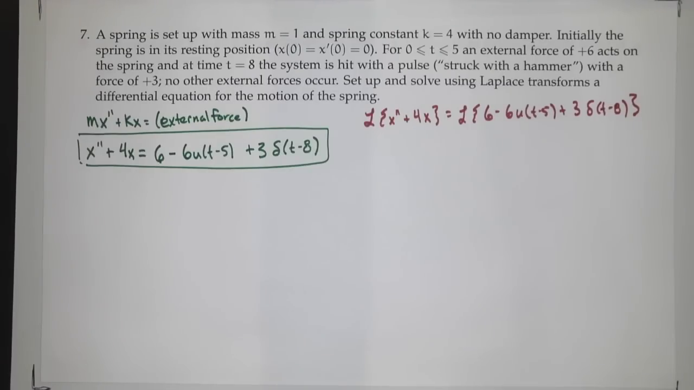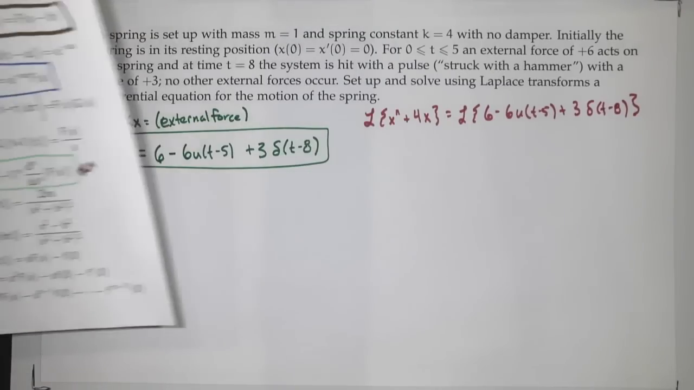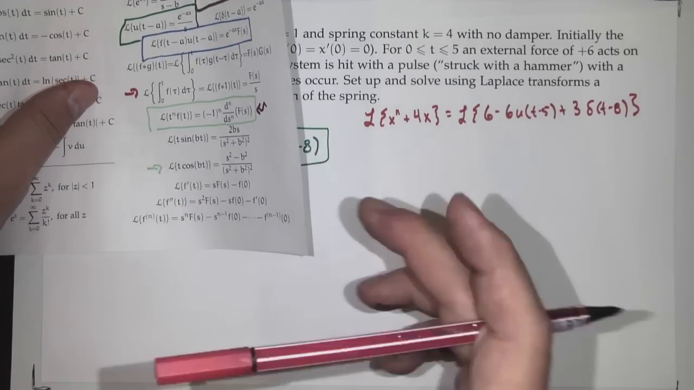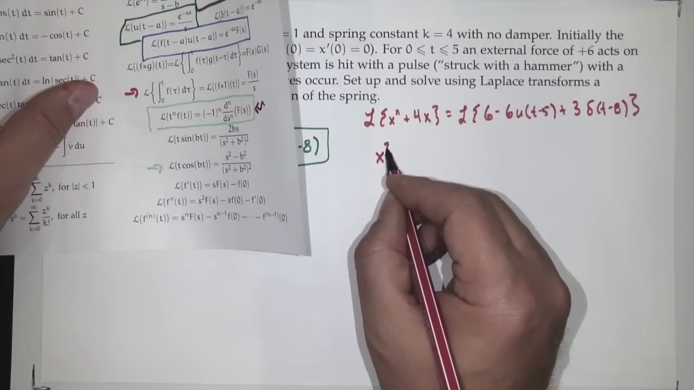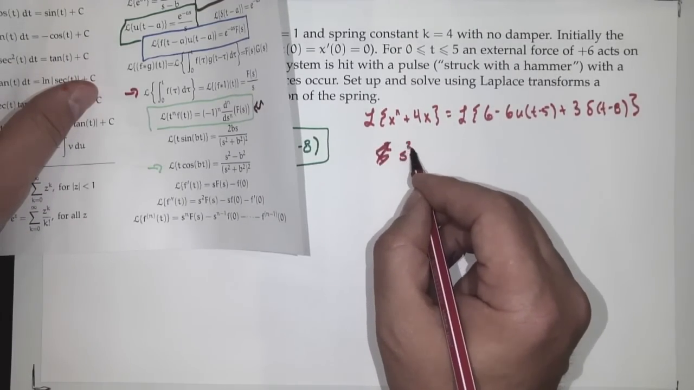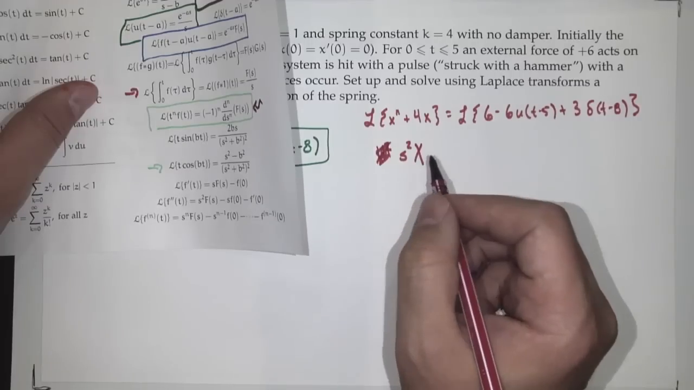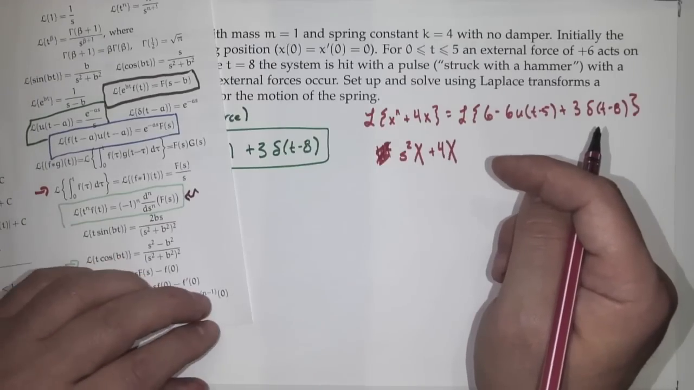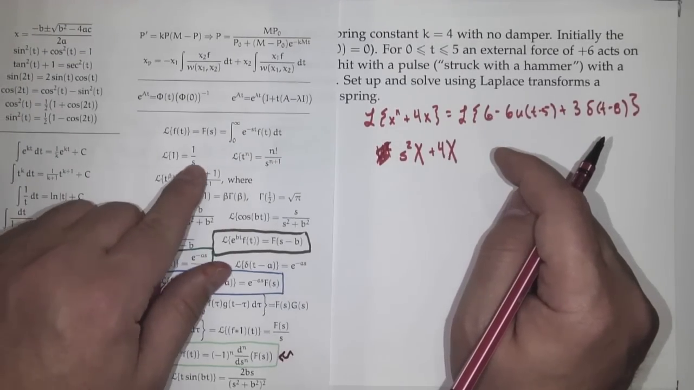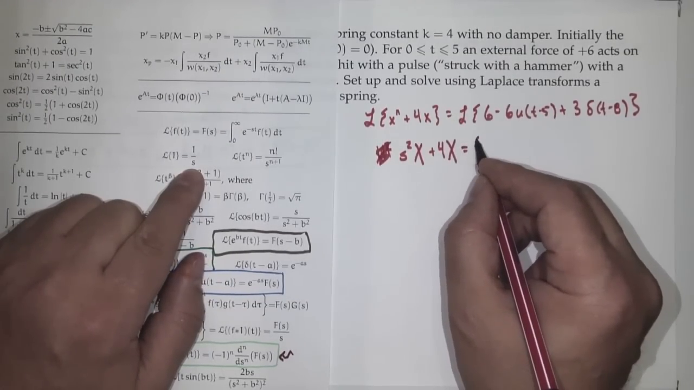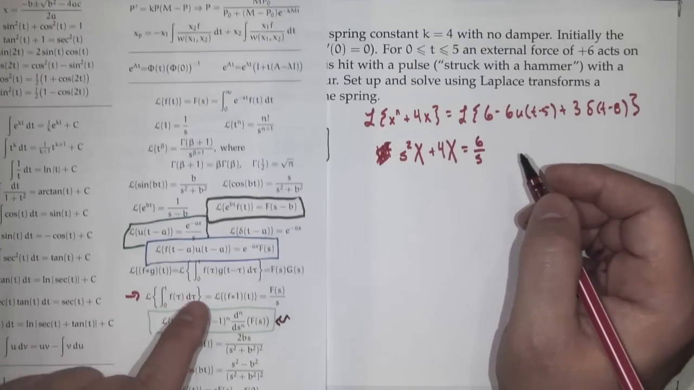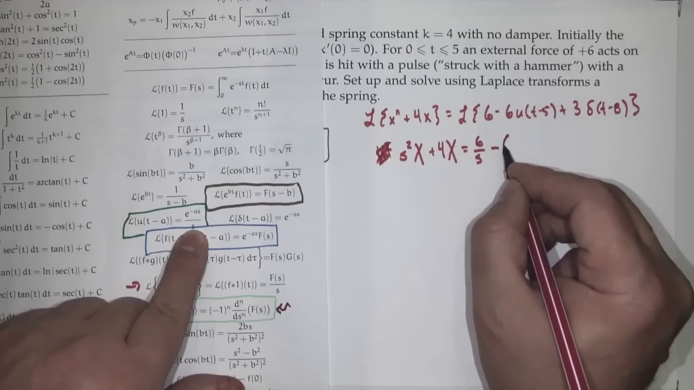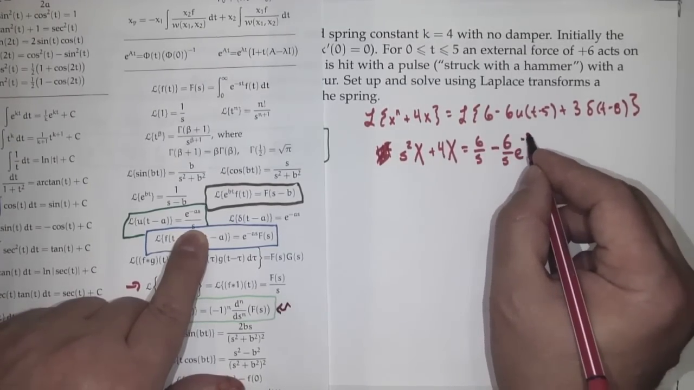Okay, so the nice thing is these are pretty simple pieces, like x double prime, because x of 0 and x prime of 0 are both 0. This will give us s squared capital X. So that's x double prime, plus 4 capital X, that's our 4x. 6, we know how to handle constants, so that'll become 6 over s. We know how to handle the unit step function. So we get a minus 6 over s e to the minus 5s.